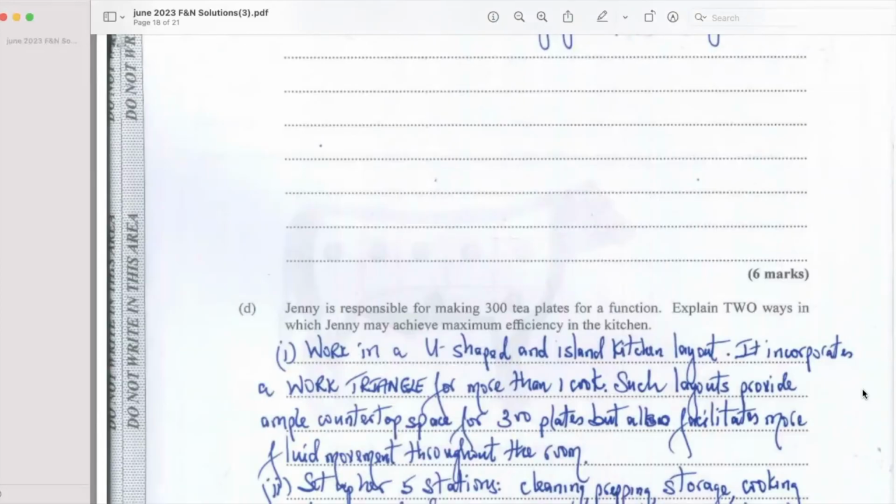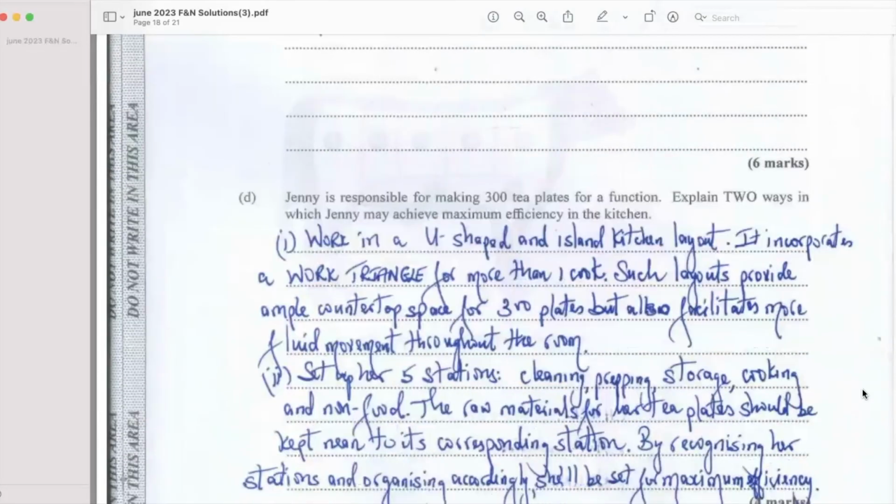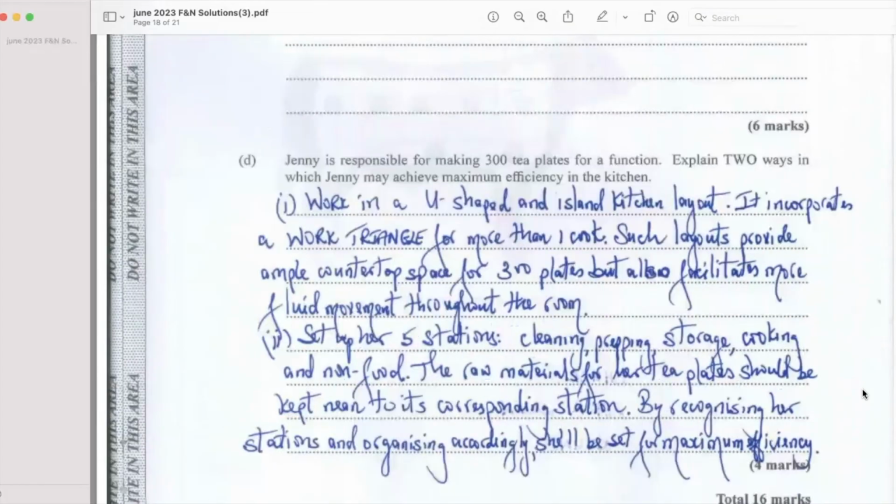All right, so they're saying that the answers could be working in a U shape, because the U shape gives you more space, and an island kitchen layout, which incorporates the workspace. Then you have the triangle, which is more for one cook, such as the layout provided in the example. So these are the responses.